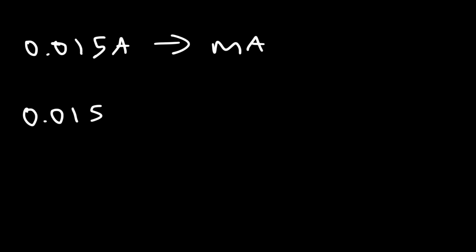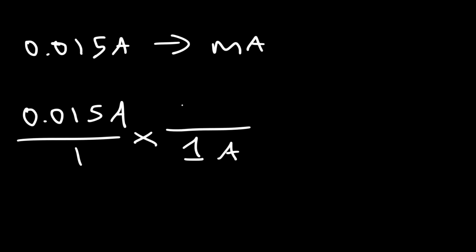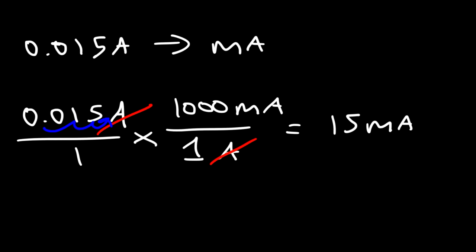So let's say if we have 0.015 amps, what is the electric current in milliamps? So we know that 1 amp is equal to 1,000 milliamps. And so setting up this way, we can see that the unit amps will cancel. And so it's going to be 0.015 times 1,000. So we need to move the decimal point 3 units to the right. So this is going to equal 15 milliamps. And so that's how you can convert amps to milliamps.